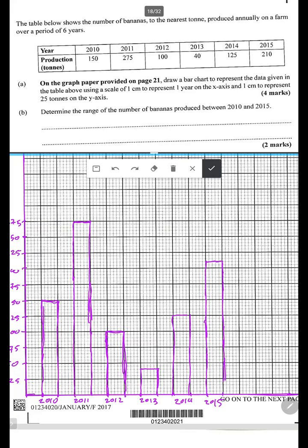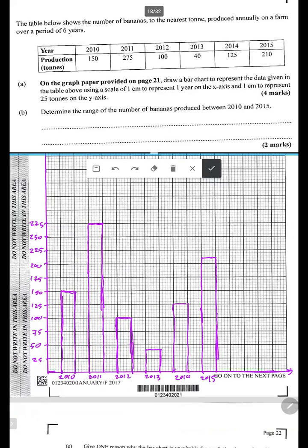Use a ruler and do it. Don't use a friend like me. So basically, that is a bar chart. Done. And you can label it up. Bar chart or question, a bar chart showing tonnage of something. You can label up the bar charts.